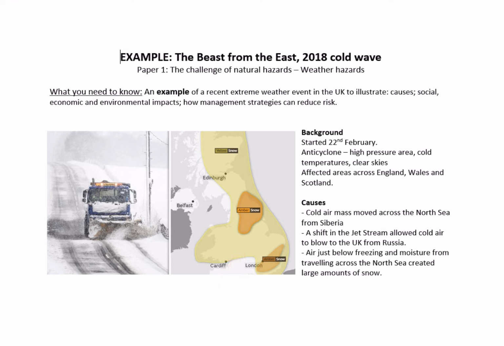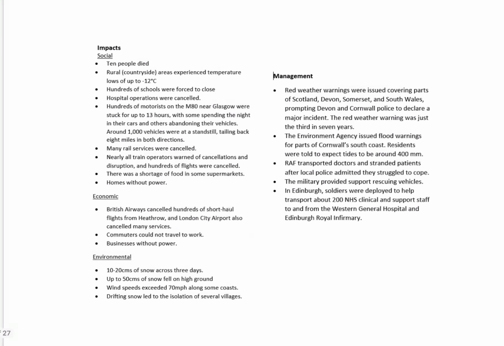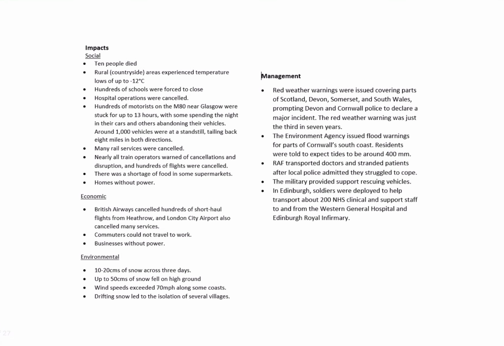So essentially, you might argue, well, why do I really need to know this? You've got to know impacts and you've got to know management of this one. So impacts I've grouped by social, economic and environmental. Socially, you've got 10 people that have died. You've got temperatures in the countryside that went down to -12. You've got people that were stuck up in Glasgow for up to 13 hours. Rail services cancelled. Shortage of food in some supermarkets.